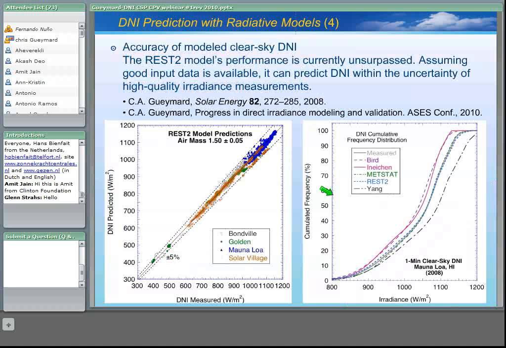This is a cumulative frequency distribution for 1 minute data, 1 minute results from Mauna Loa, Hawaii. Mauna Loa is a very high altitude site at 3.4 kilometer altitude, so it's very clear. It's above most of the atmospheric layer, if you want. So that's why you can get irradiances up to 1150 watts per square meter. And we can see that the REST-2 model is very close to the measured values for what is important here, above 800 watts per square meter.